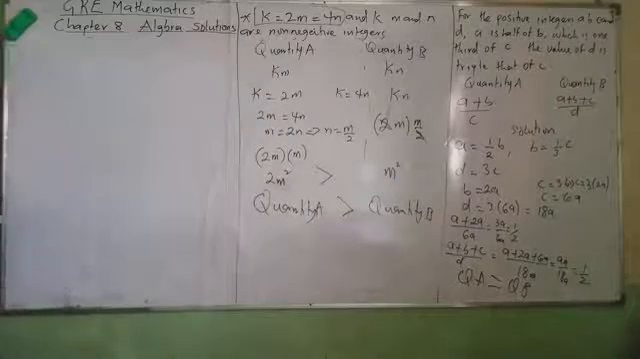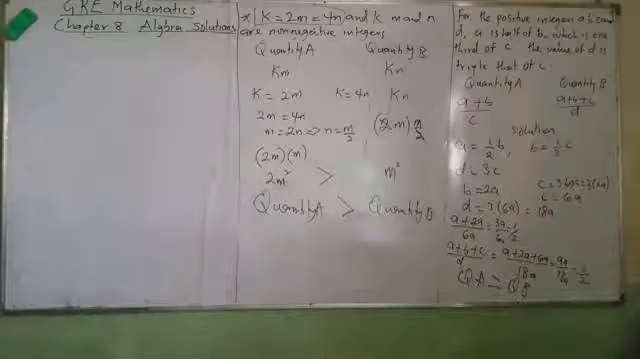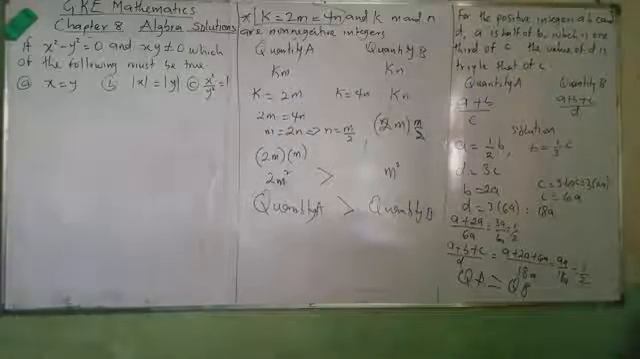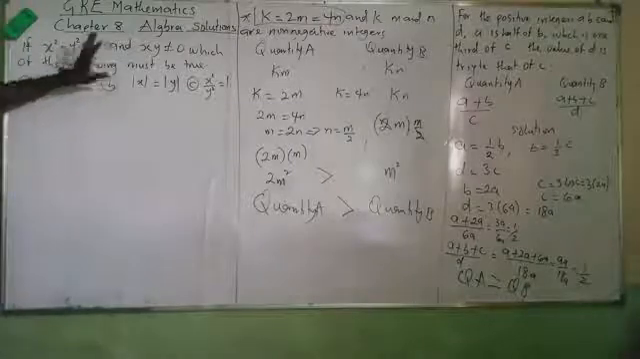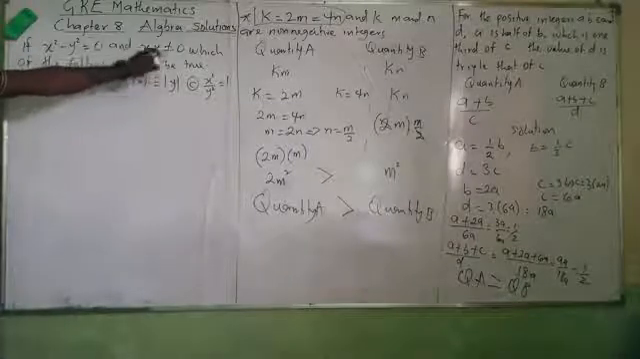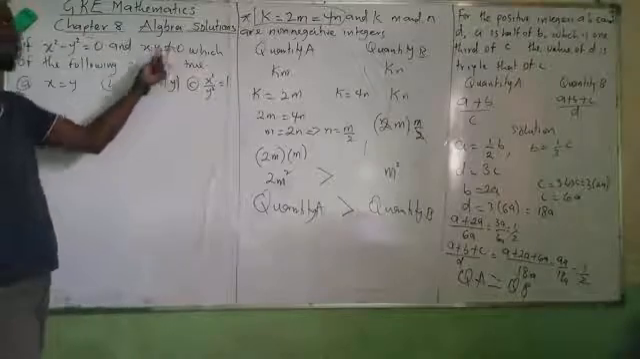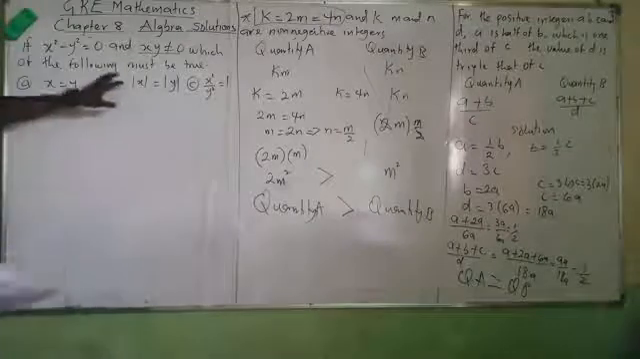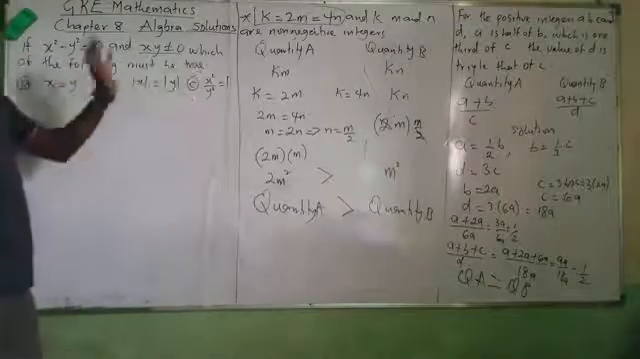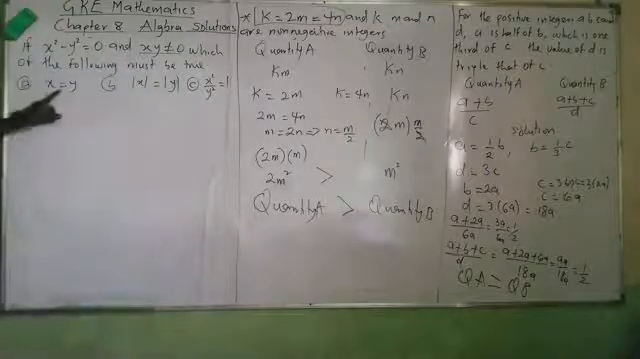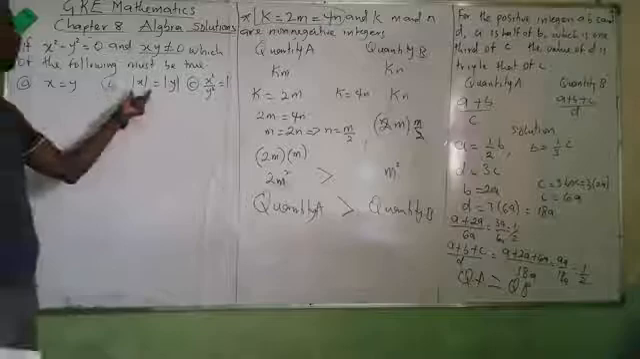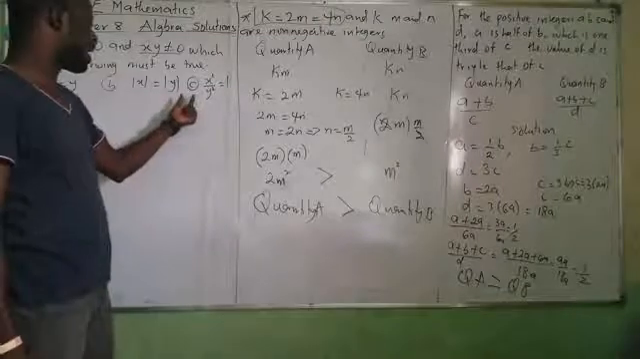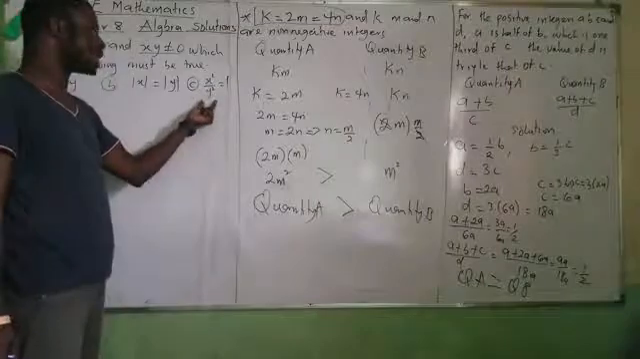Okay, now I have this question also. The question says that, please permit me to write the question down. Now look at this question also. If x squared minus y squared equals 0 and xy is not equal to 0, it's a very powerful condition. Which of the following must be true? A, x equals y. B, absolute value of x equals absolute value of y. And C, x squared divided by y squared equals 1.